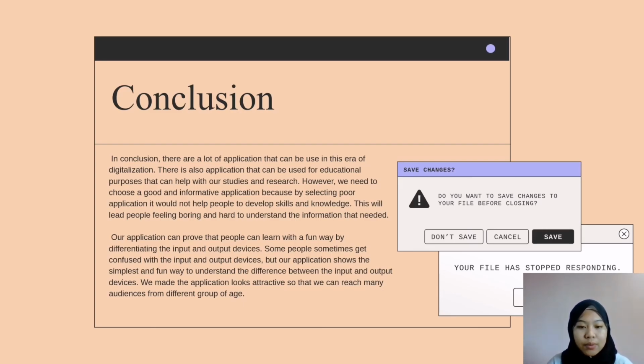Our application can prove that people can learn in a fun way by differentiating the input and output devices. Some people sometimes get confused with the input and output devices, but our application shows the simplest and most fun way to understand the difference between the input and output devices. We make the application look attractive so that we can reach many audiences from different age groups.